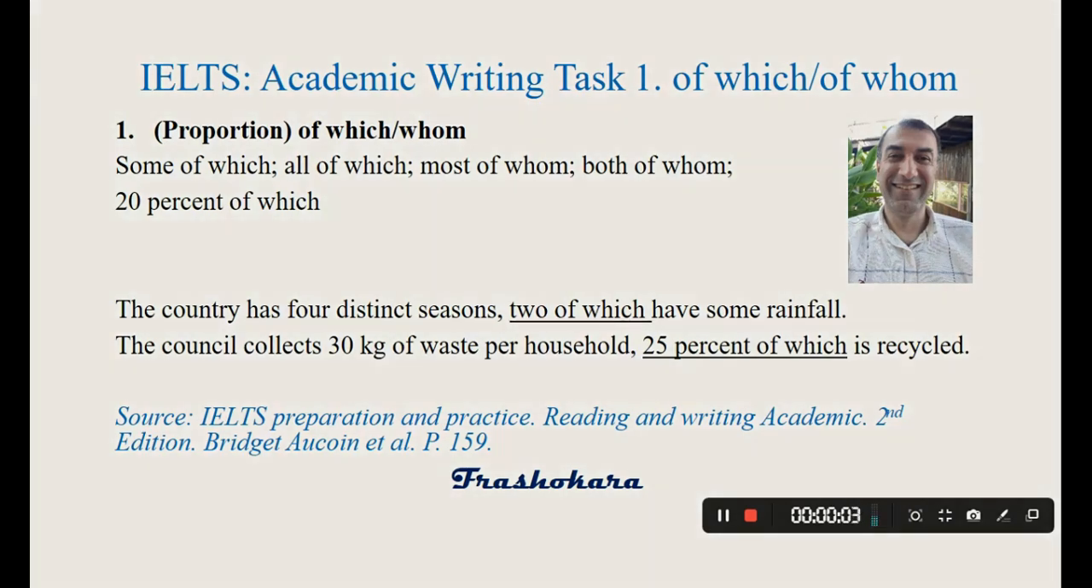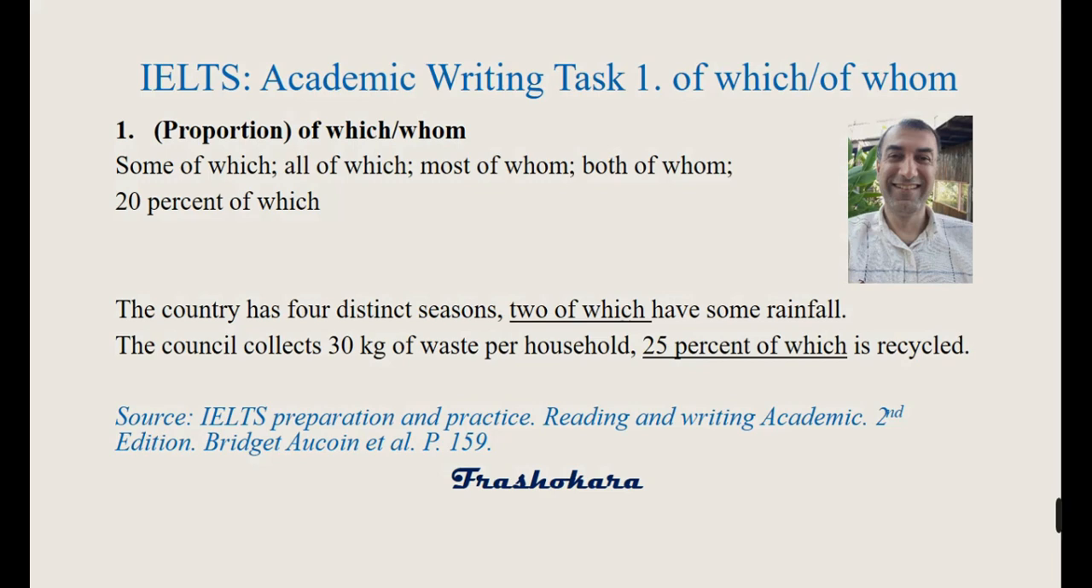IELTS Academic Writing Task 1. Of which or of whom. Number 1. Proportion of which or proportion of whom. Some of which, all of which, most of whom, both of whom, 20% of each. Examples: the country has 4 distinct seasons, 2 of which have some rainfall. It means 2 out of the 4 seasons.